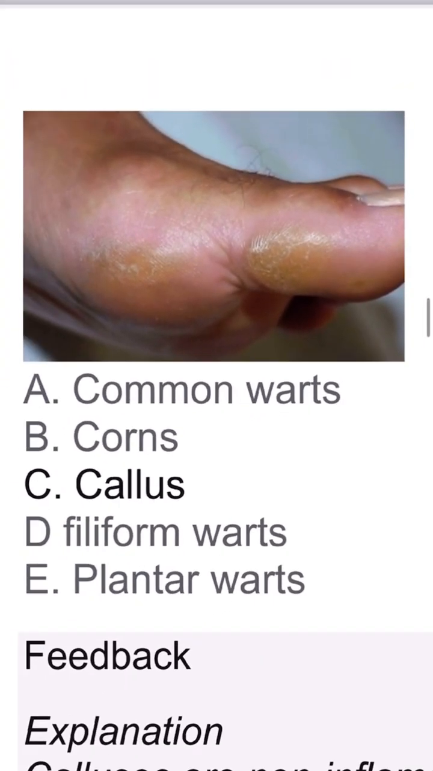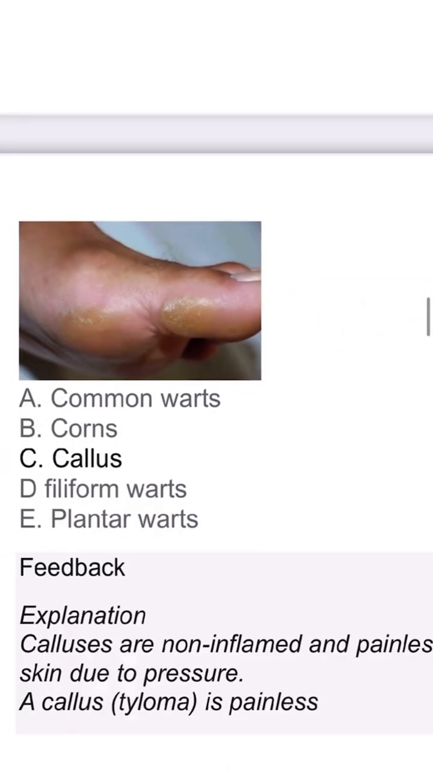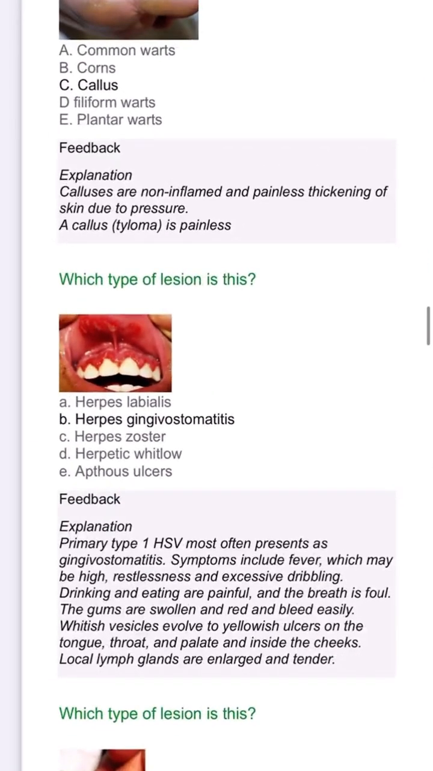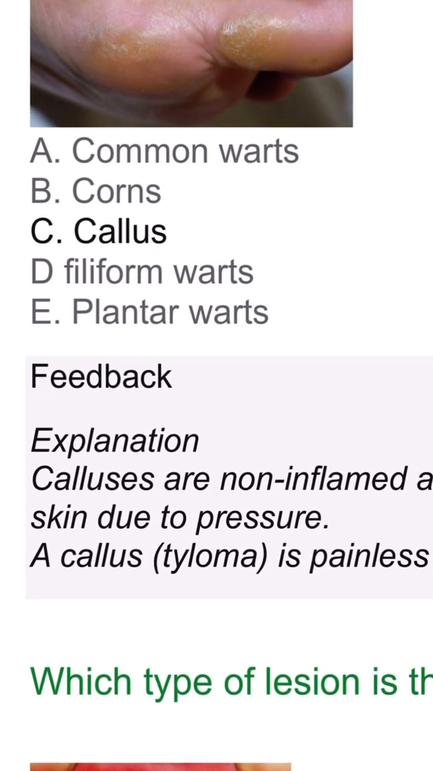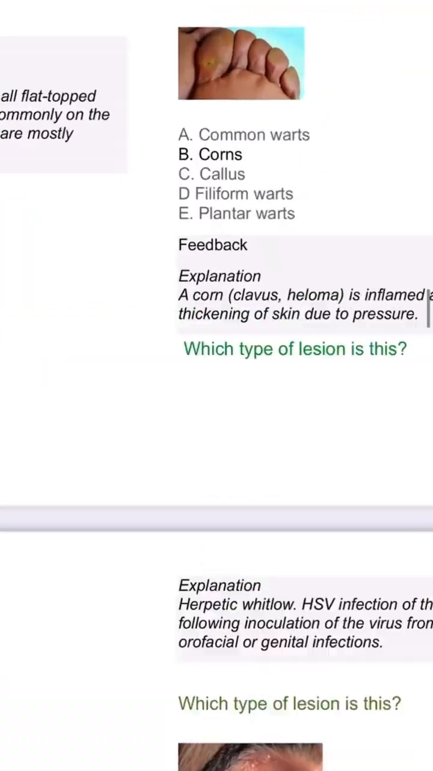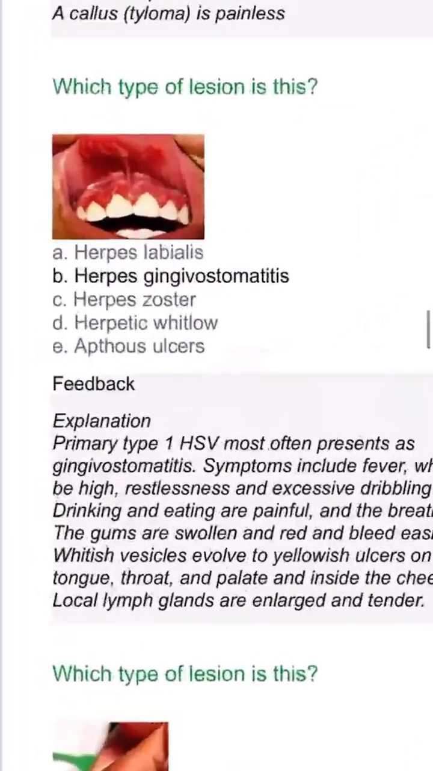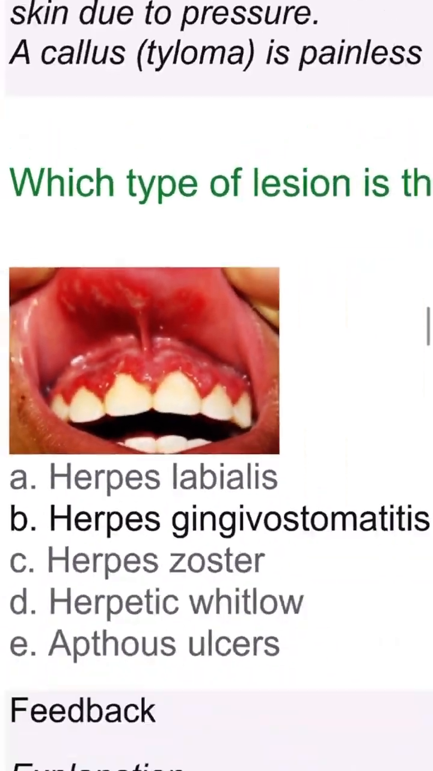Okay. So this is callus. What is this? Which lesion is this? So this is callus. Calluses are non-inflamed and painless thickening of skin due to pressure. Callus and tyloma are painless. Corn is painful, and callus is painless.